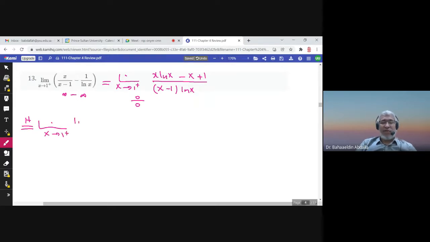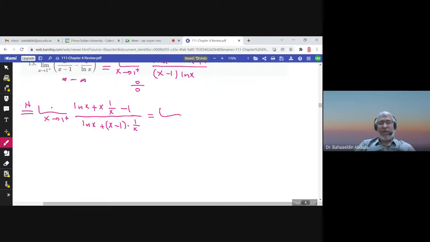Product, derivative of x is 1. Derivative of ln x is 1 over x. Derivative of 1 is 0. Product, derivative of x minus 1 is 1. Derivative of ln x is 1 over x. This is 1. x times 1 over x is 1. So 1 minus 1 is 0, so I have ln x here. And here I have ln x plus x minus 1 over x. If I replace x by 1, ln 1 is 0. ln 1 is 0. 1 minus 1, 0 over 1, that's 0. So 0 over 0.